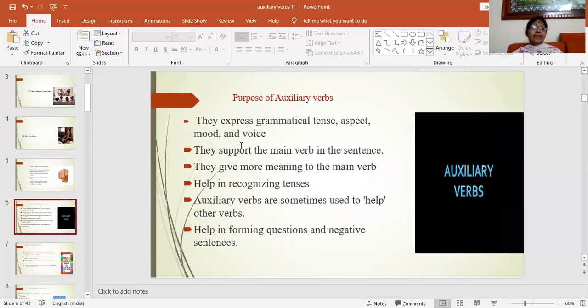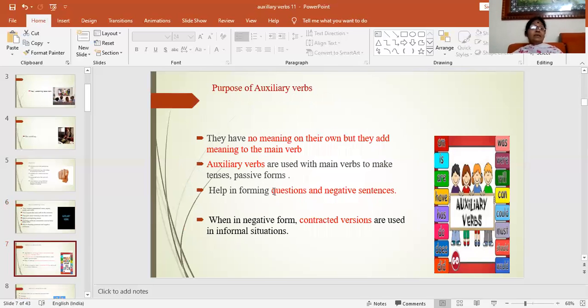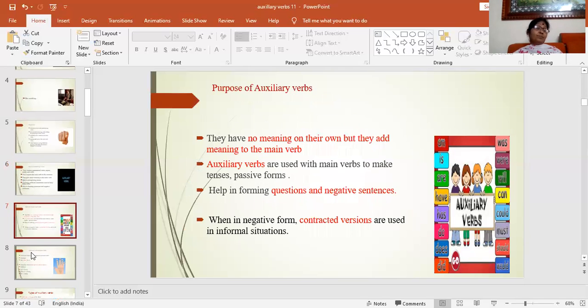That is, they express grammatical tense, aspect, mood, and voice. They support the main verb. They give more meaning. They help in recognizing the tenses. They help us in making positive and negative sentences, right? They also are used with main verbs to make passive forms, right? So this is the purpose of auxiliary verbs.